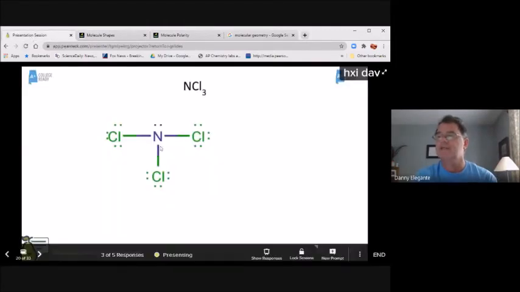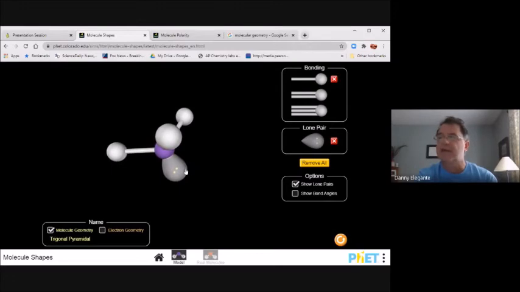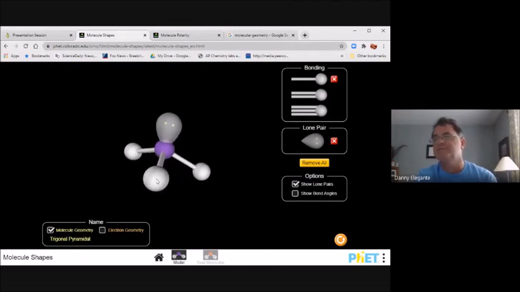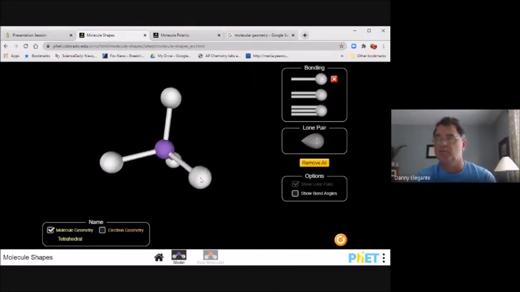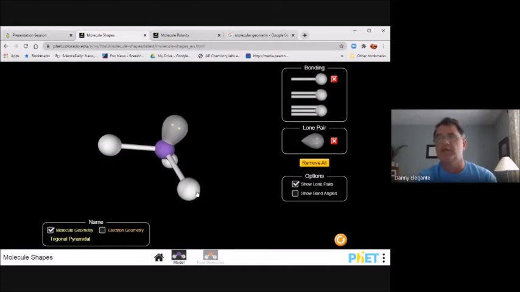We've got 3 things stuck to it and 1 lone pair around the central atom. Again, I'm not worried about the lone pairs around the chlorine. I'm just worried about the lone pairs around the central atom. So give me a lone pair and 3 things stuck to it. And that's where we get that crazy space alien thing of trigonal pyramidal, right? Now the electrons are in what's called a tetrahedral arrangement. But remember, the difference between trigonal pyramidal and tetrahedral is tetrahedral has 4 things stuck to it and no lone pairs, whereas trigonal pyramidal is 3 things stuck to it and 1 lone pair.